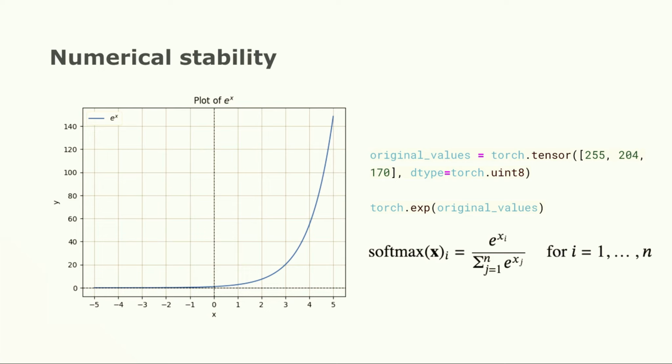It's also important to discuss the issue of numerical stability. It's one of the main challenges that we face when we do deep learning. We want our algorithms to be as numerically stable as possible.